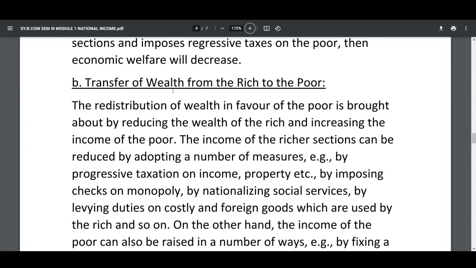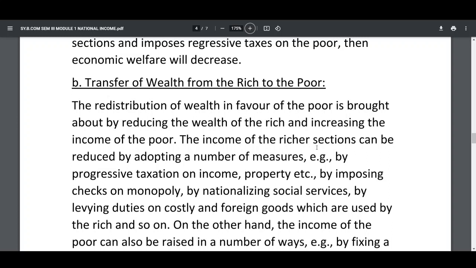Second, transfer of wealth from the rich to the poor. The redistribution of wealth in favor of the poor is brought about by reducing the wealth of the rich and increasing the income of the poor.